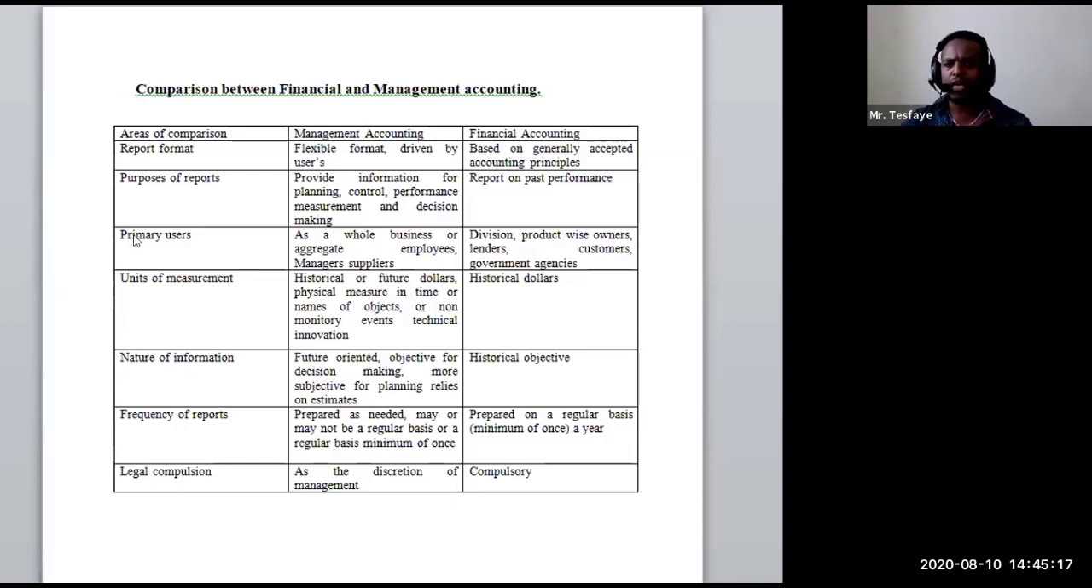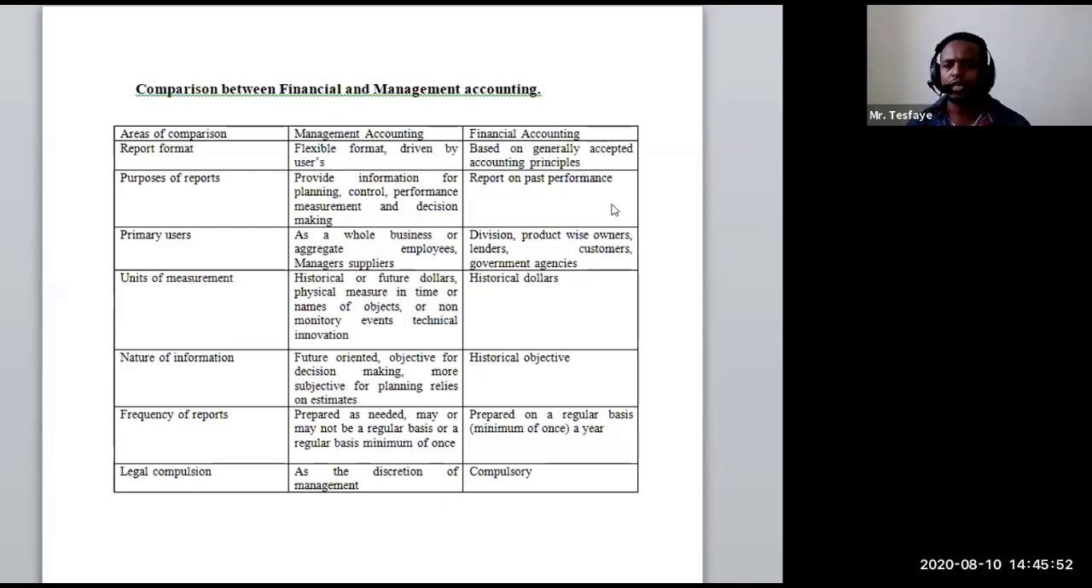Okay. The third one is primary users. The users in management accounting are the business as a whole, or aggregate employees, managers, and suppliers who will use it. In financial accounting, owners, lenders, customers, and government agencies like the tax authority will use the reports provided by financial accounting.